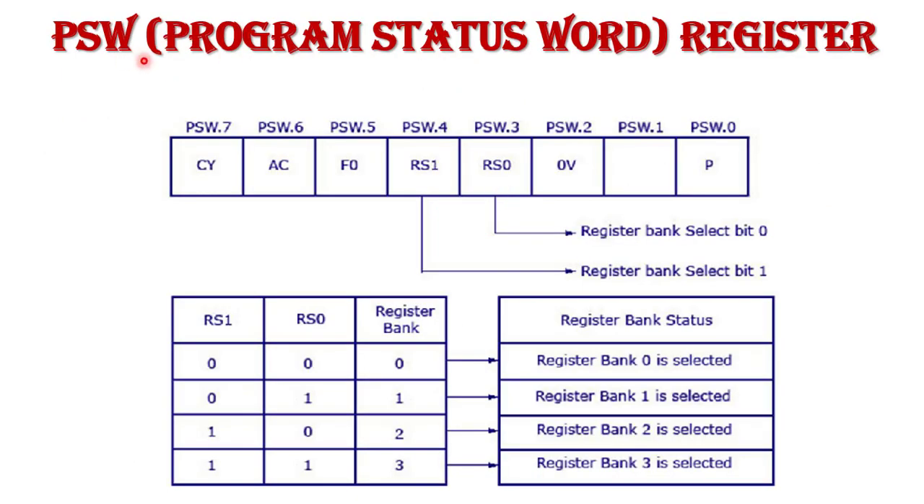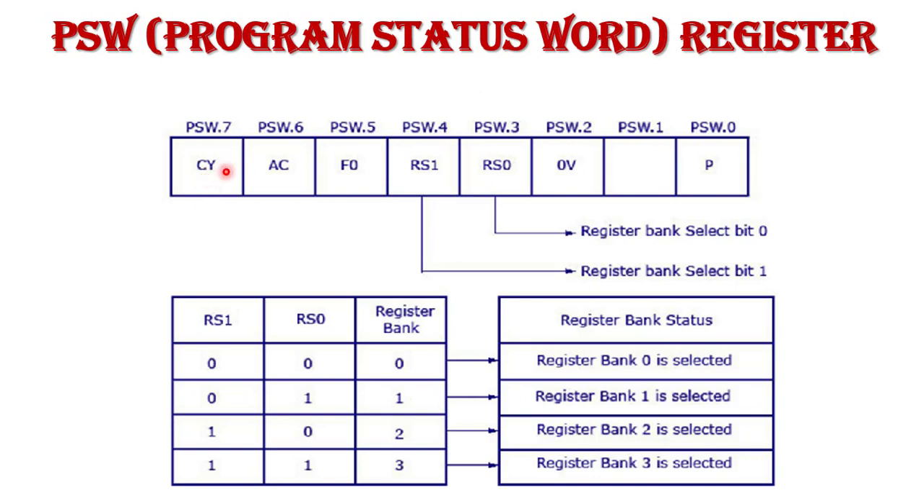Now next is the PSW register. PSW is basically the program status word register. It is also known as the flag register. It is an 8-bit register, and it is bit or byte addressable. This register contains the status information of all the operations performed in the microcontroller. The physical address of the PSW register is D0H. Now I will explain the function of each bit of the PSW flag register.